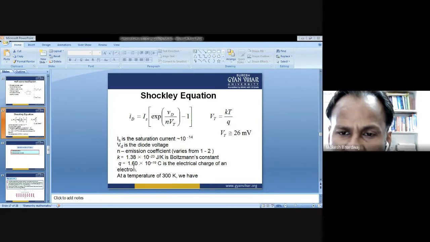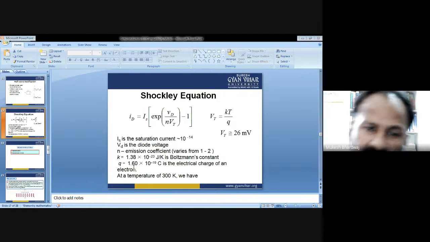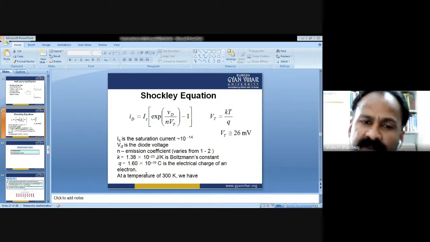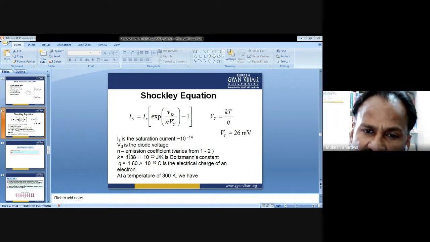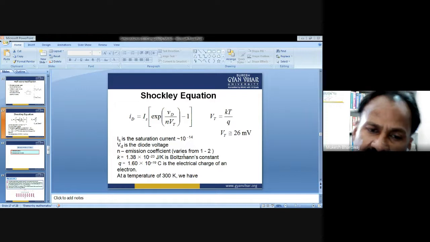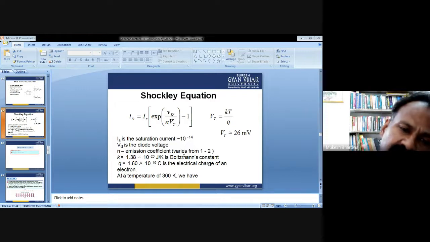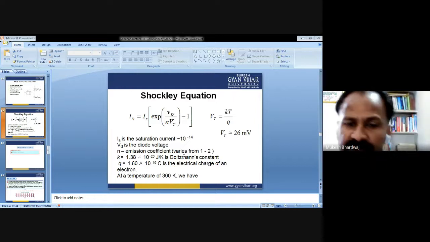VT is the thermal voltage, which is about 26 millivolt. IS is the saturation current, VD is the diode voltage, and eta is the emission coefficient, which varies from 1 to 2, depending on the case. Some of the time we use eta as 1 and some of the time we use eta as 2.